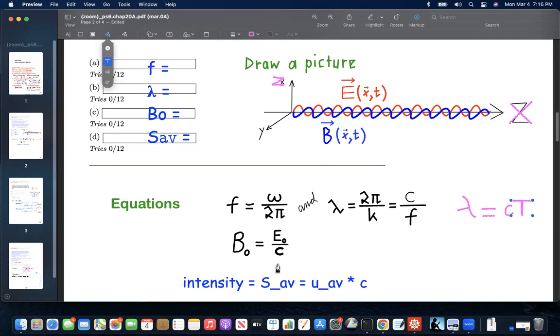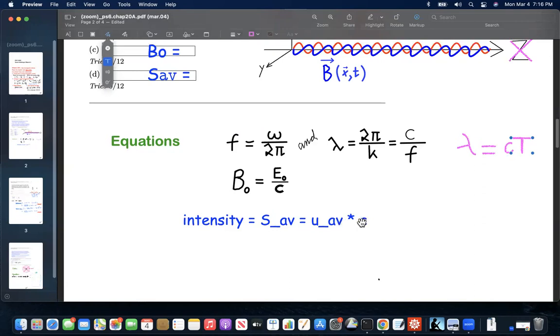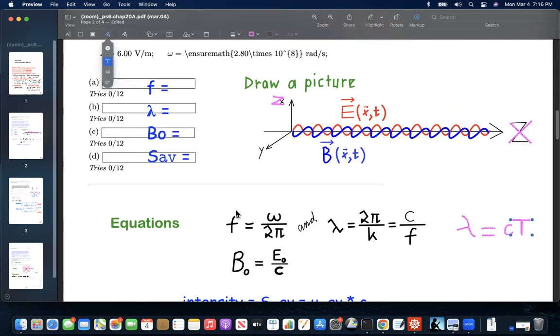B naught is E naught over C. The intensity is the average energy density times the speed of the wave, that's C. So from these equations, given E naught, remember E naught is A, that's given, and given omega, omega is also given.